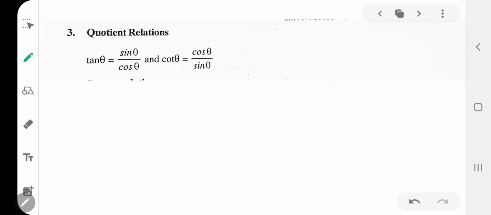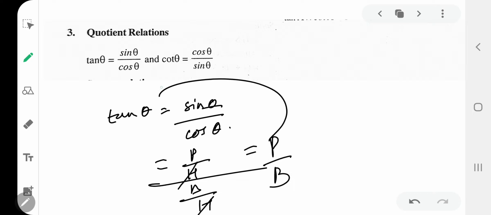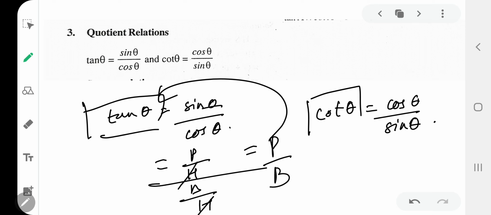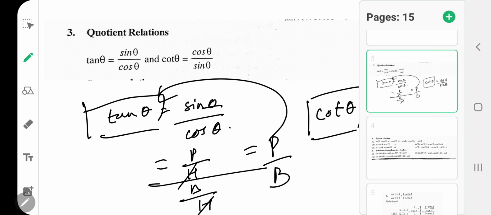Next you have the quotient relation. We already know that tan theta is equal to sine theta upon cos theta. How did we get that? Sine theta is perpendicular upon hypotenuse, and cos theta is base upon hypotenuse. If I cancel hypotenuse, I get perpendicular upon base, that is your tan theta. Similarly, cot theta is equal to cos theta upon sine theta. You have to remember all these identities and properties, because we will be using them in our provings.